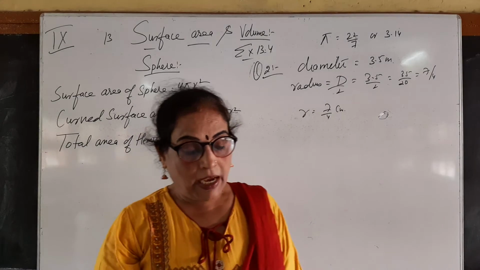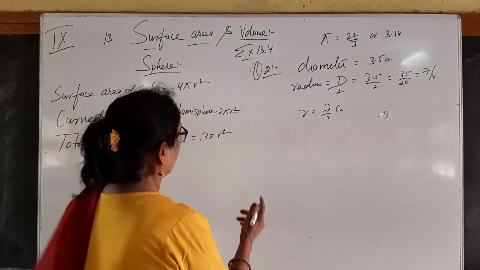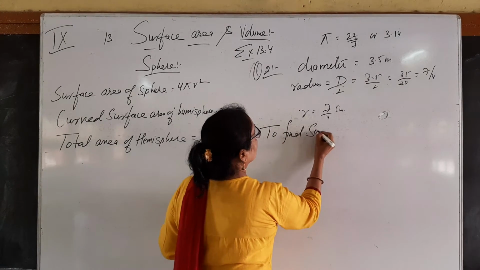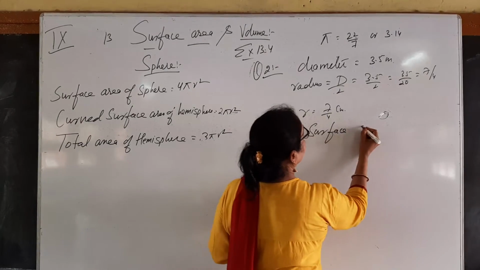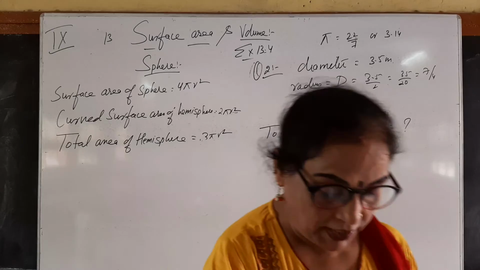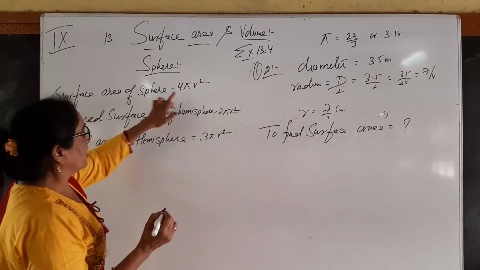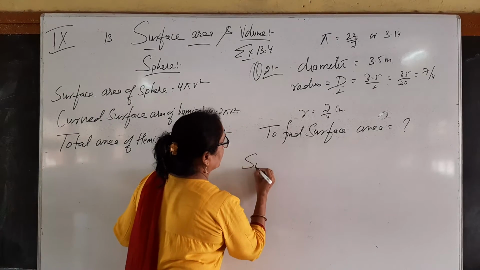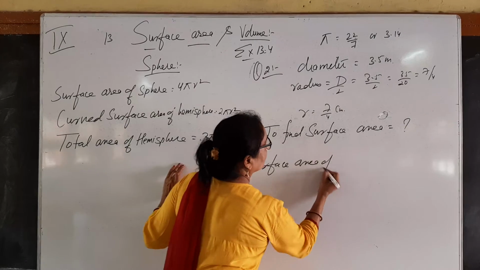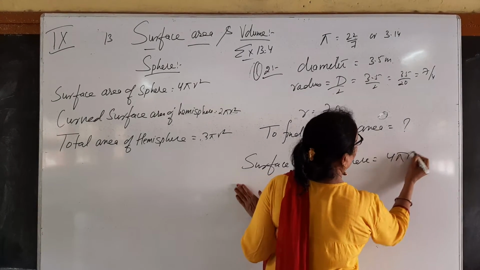Now, what do we have to find here? Surface area. To find surface area, we have to find surface area. Now, surface area of the sphere is 4 pi r square. So surface area of sphere is equal to 4 pi r square.